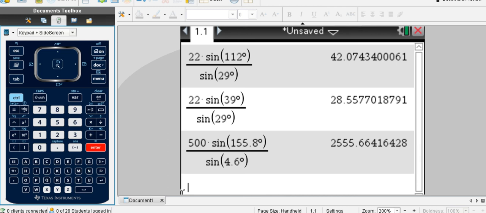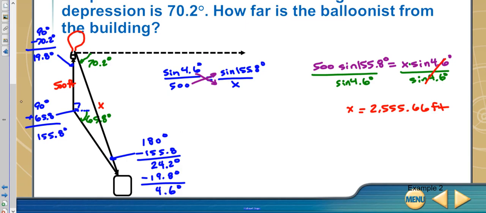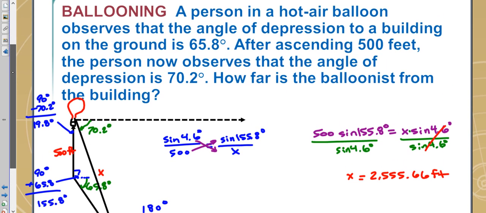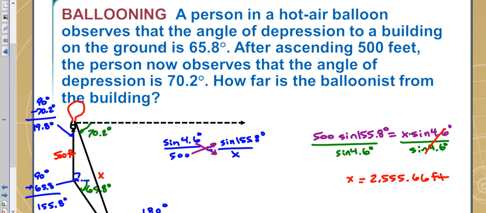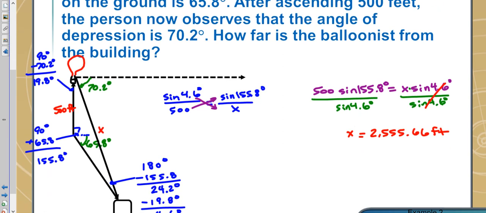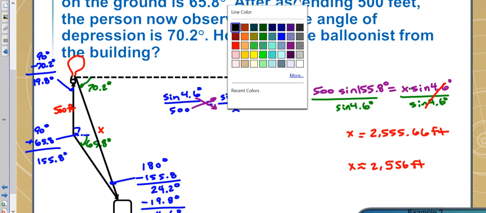Let's make sure that I wrote that down correctly. Yes, I did. And does it say anything about rounding? No, it doesn't. So if we wanted to round, because usually when we talk about feet, we don't say 0.66 of a foot. You'd either change it to inches or round it. I'm just going to round it and say that x is approximately 2,556 feet. And that right there would be my answer.